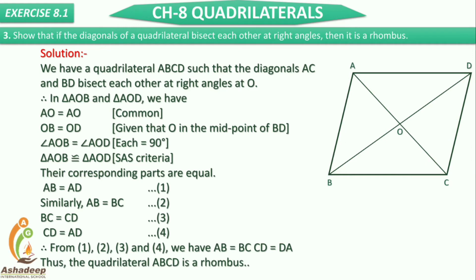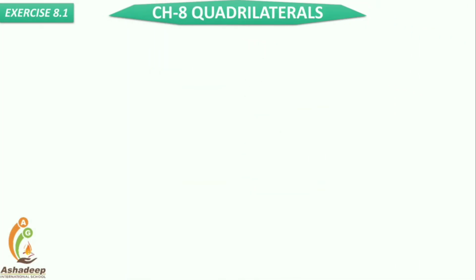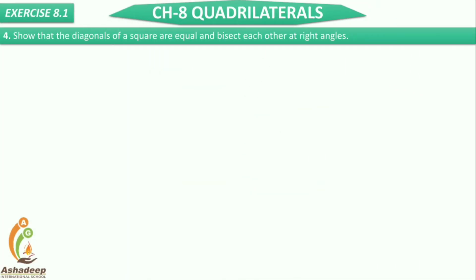So now let's move on to another question, question number 4. Show that the diagonals of a square are equal and bisect each other at right angle.